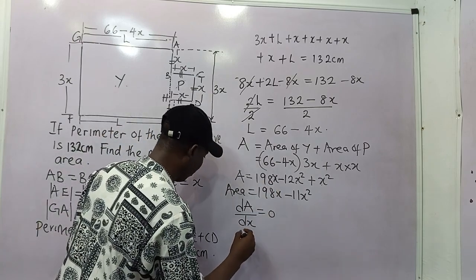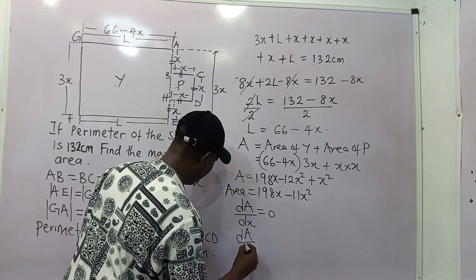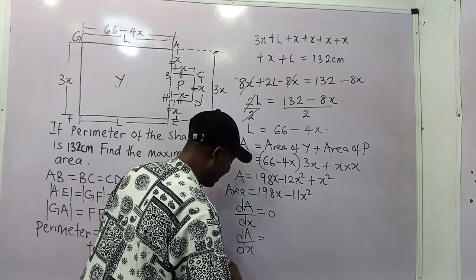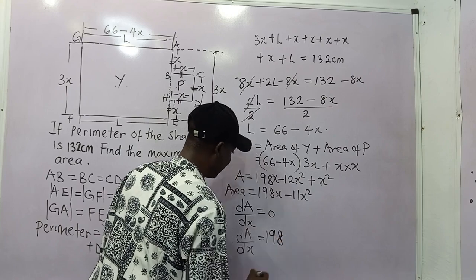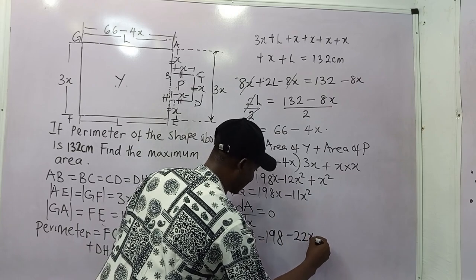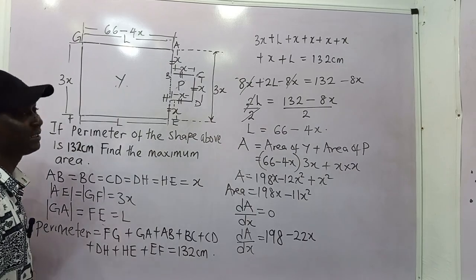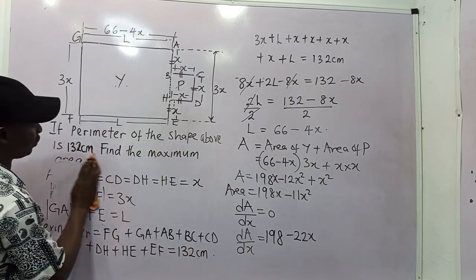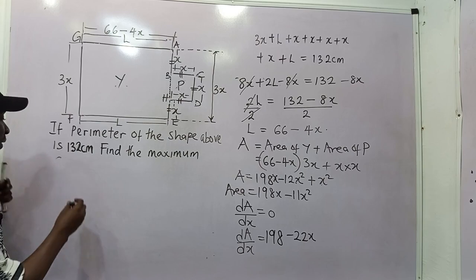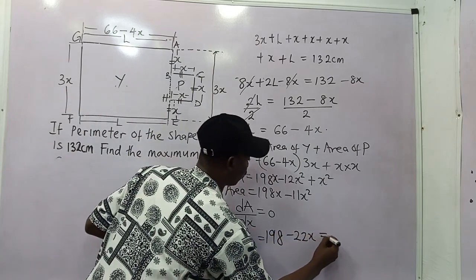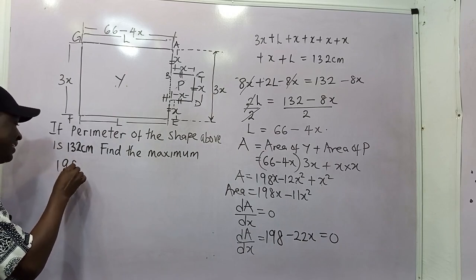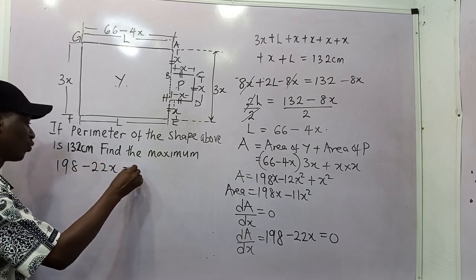So differentiate it, we are going to have dA over dx must be equal to what? Differentiate 198x, we get 198, and differentiating minus 11x squared gives minus 22x. Now, having gotten that, let me clean this part. So we differentiate, we now equate everything to 0, and solve it like an equation. Now, 198 minus 22x equals 0.